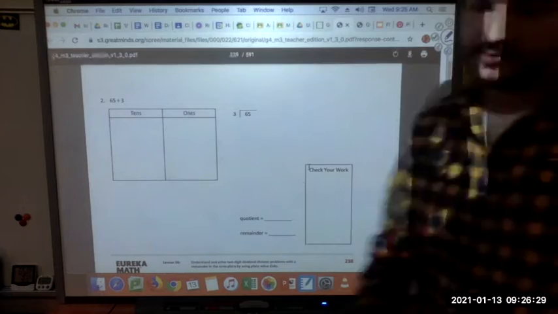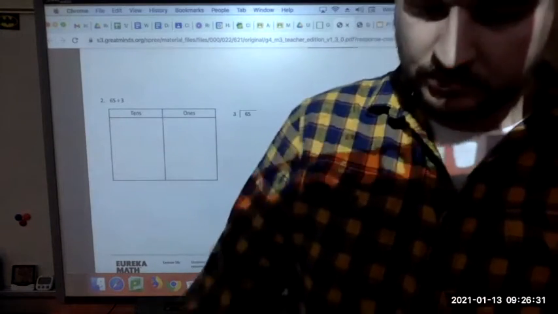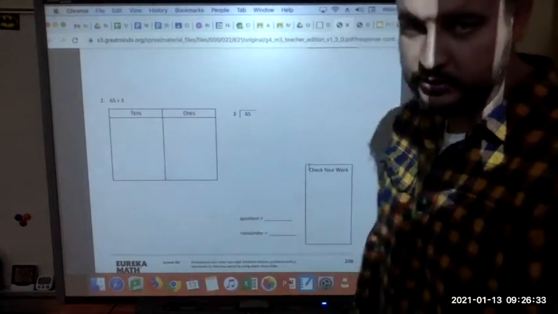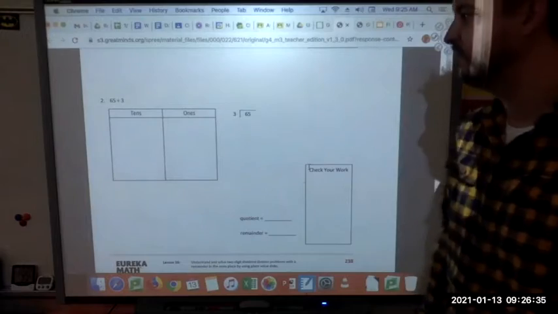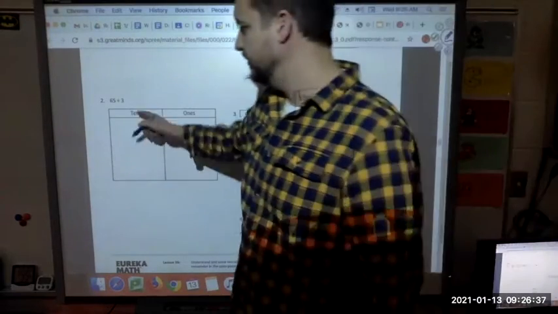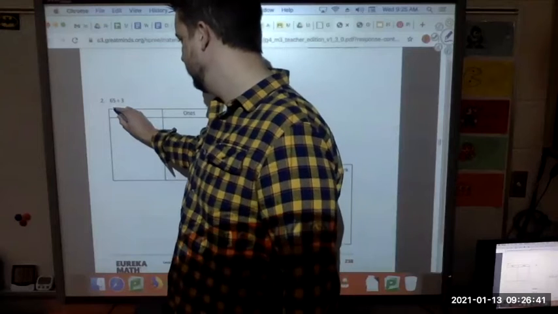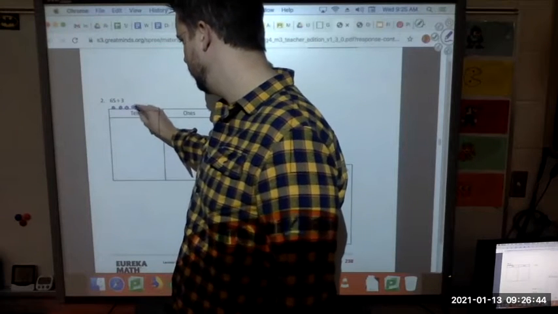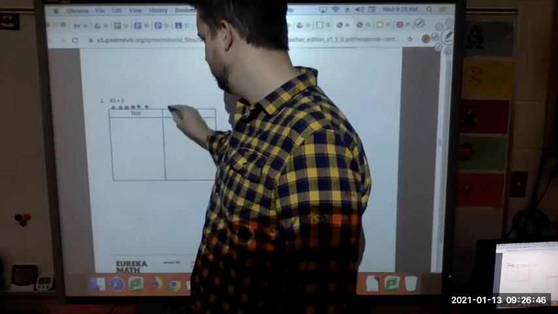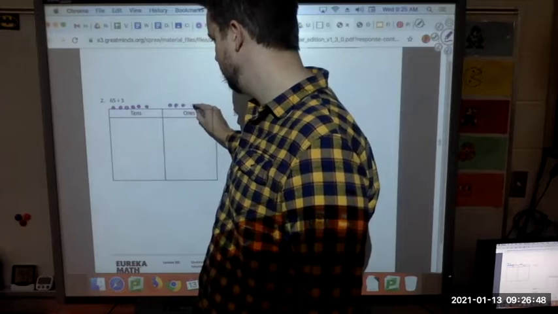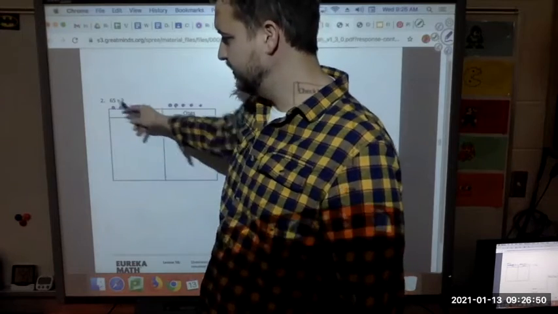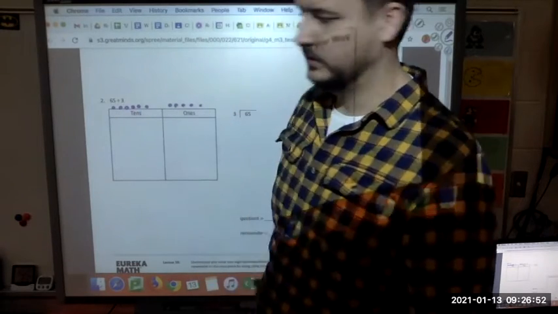All right, so we're looking at number 2 now. Number 2 says 65 divided by 3. It's a little bit tougher because you have 2 place value spots on your grid. You got 1, 2, 3, 4, 5, 6, and 1, 2, 3, 4, 5. I have 6 10s, 60, and I have 5 ones.